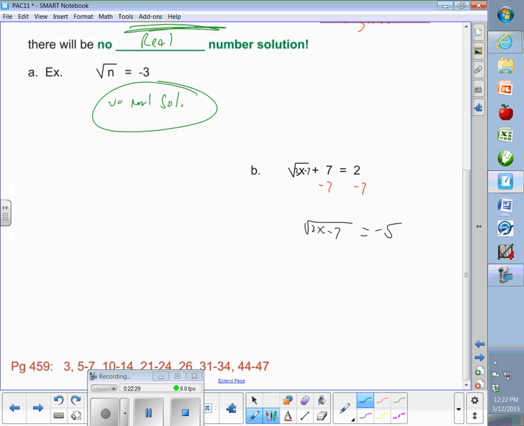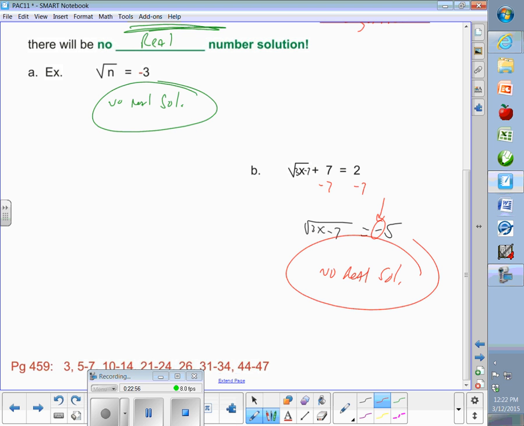And when I get to the other side, I say, oh, my radical is isolated, but the other side is a negative. I don't waste any more time. I don't do anything else. I don't square both sides. I say, no real solution. Because the other side is a negative when my radical is isolated.